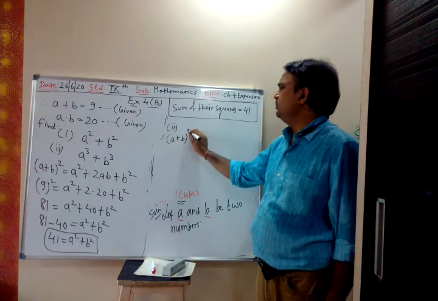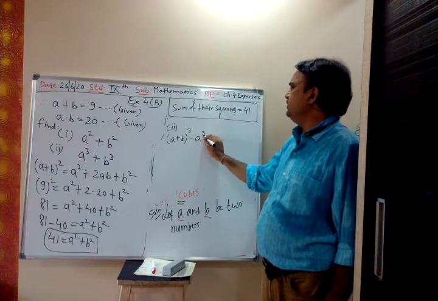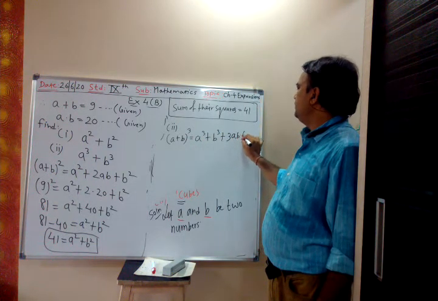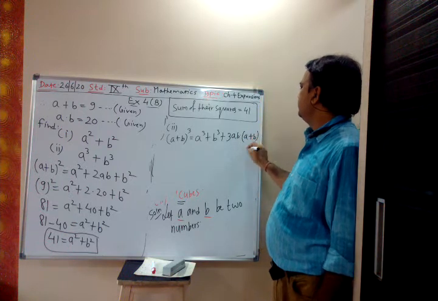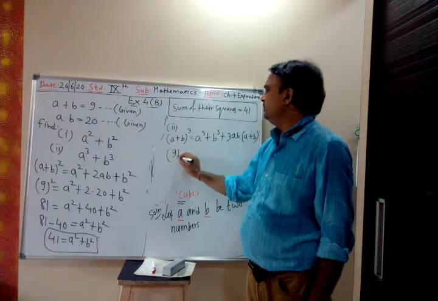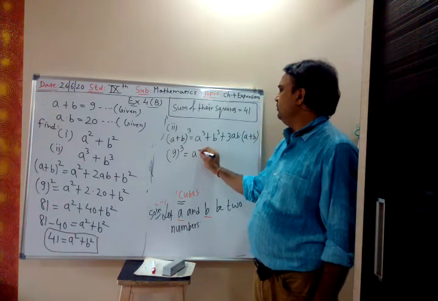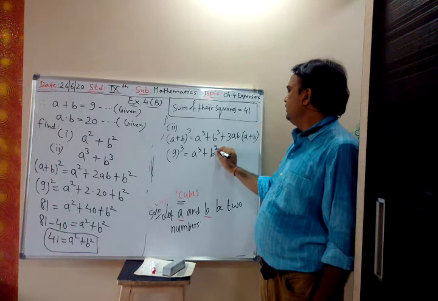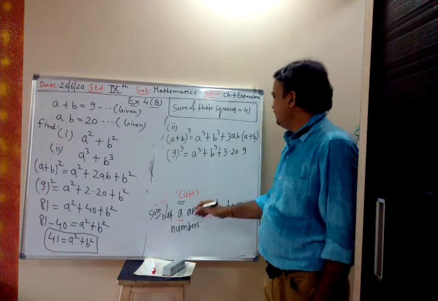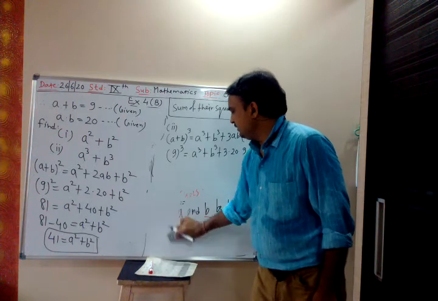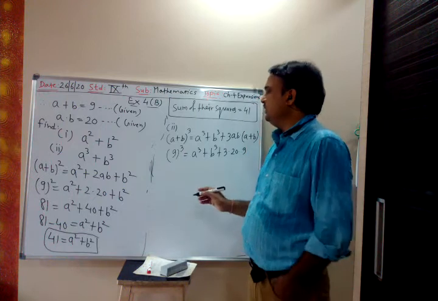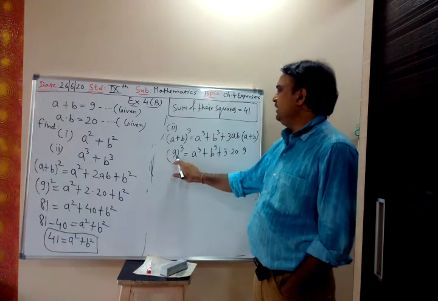(a plus b) whole cube, I can write as a cube plus b cube plus 3ab into (a plus b). No problem, you can start with this. Now a plus b is given 9. So 9 cube is equal to a cube plus b cube plus 3 into ab, which is given 20, into (a plus b), which is 9. So 3 into 20 into 9. Now 9 cube is 81 into 9, 9 into 9 into 9.